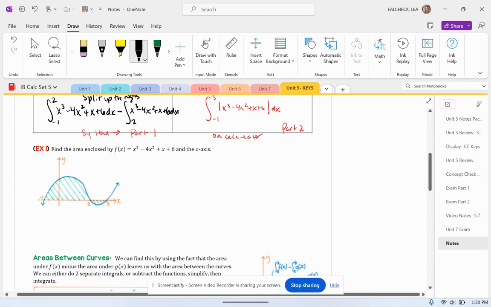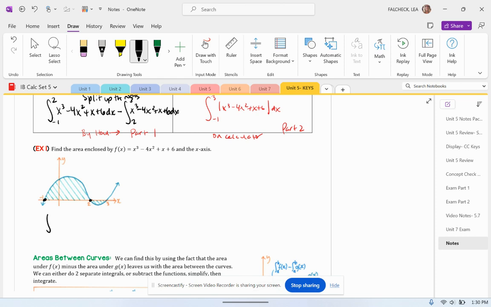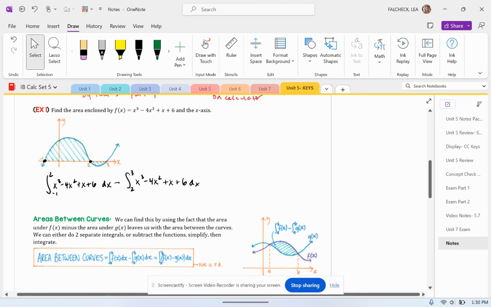So it says find the area enclosed by f of x equals x cubed minus 4x squared plus x plus 6 and the x-axis. As you can see, from -1 to 2 we would have the integral of x cubed minus 4x squared plus x plus 6 dx, -1 to 2, minus the negative area generated from 2 to 3 of x cubed minus 4x squared plus x plus 6. And you would go ahead and integrate those and then subtract them, right?